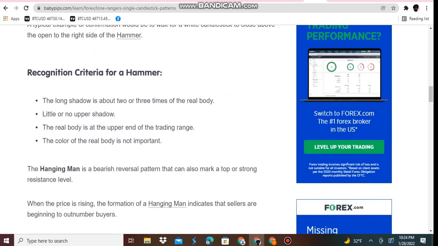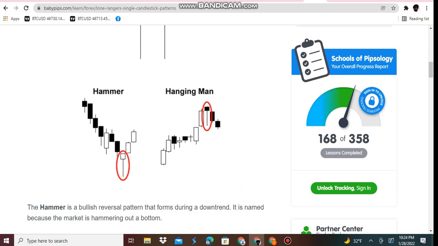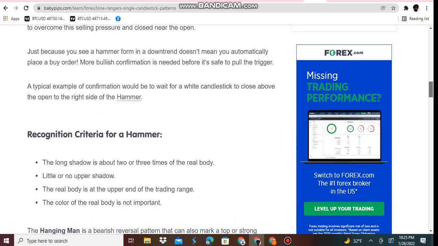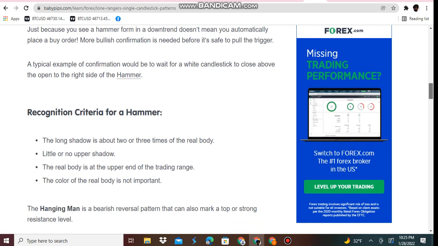It'll have a long shadow or long wick, about 2 or 3 times the real body, and little or no upper shadow. It won't have an upper wick, or just a little wick. The lower wick will be twice as long as the body. The body will be small, and the wick will be longer than the body. The color is not that important, but it is important.